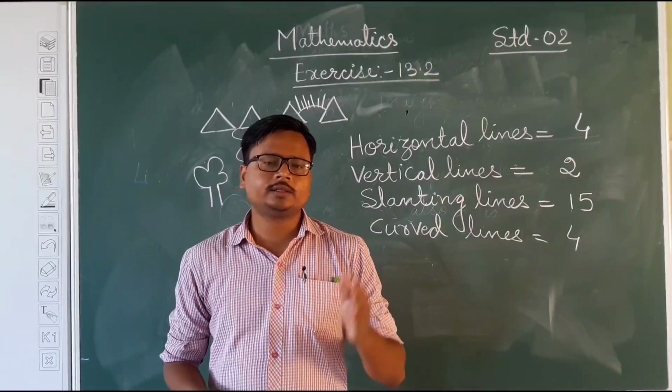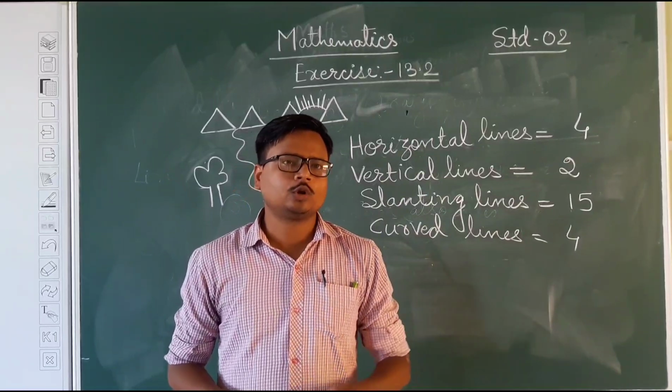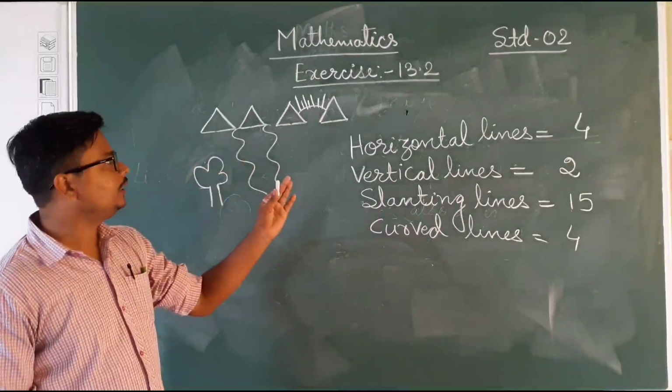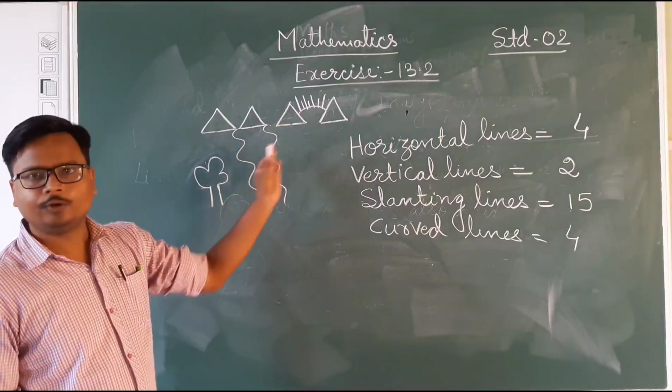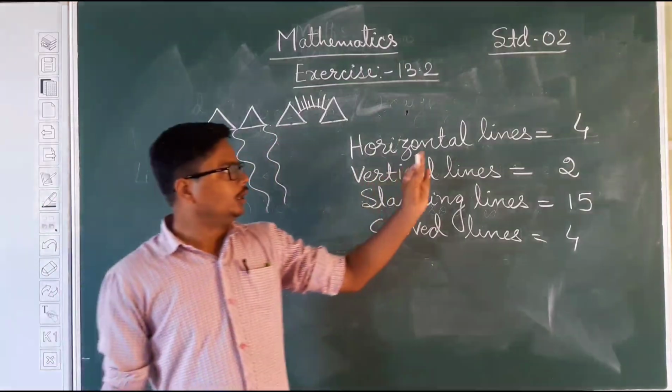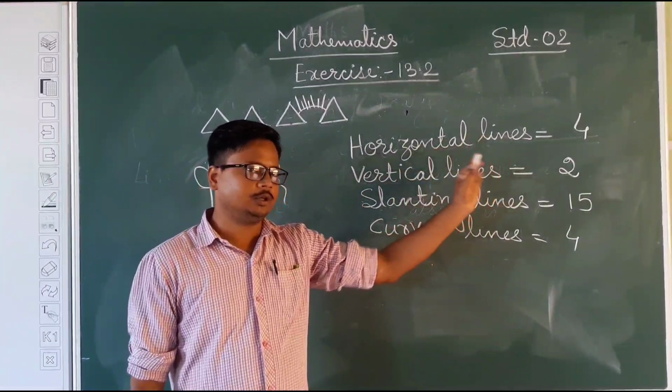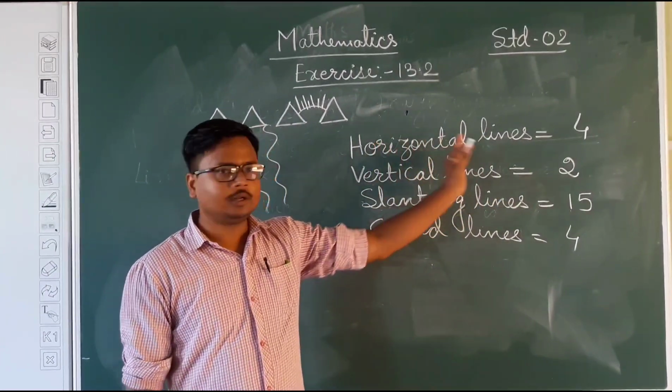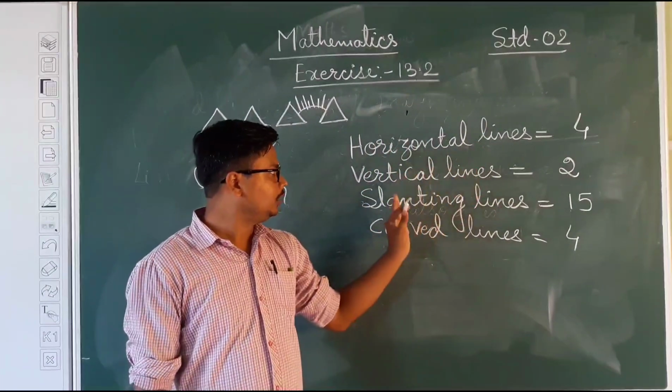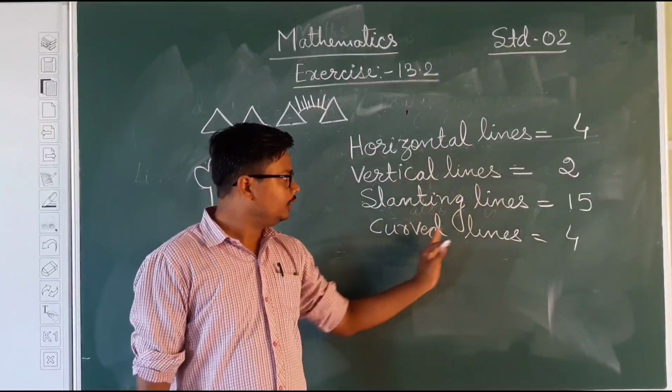Okay, students. Now let us complete or solve one example. As you can see here, I have drawn few figures, and you have to give the answers of following questions. You have to write the numbers of horizontal lines, vertical lines, slanting lines, and curved lines.